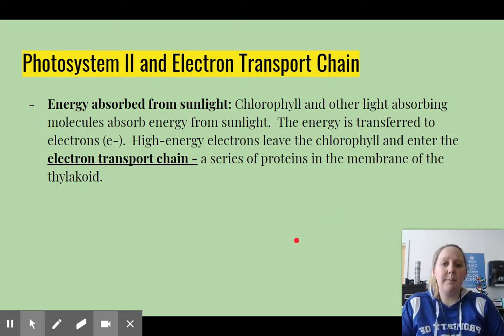The first thing that happens in photosystem 2 is that the energy is absorbed from sunlight. Chlorophyll and other light-absorbing molecules absorb the energy from sunlight. The energy is transferred to electrons. High-energy electrons then leave the chlorophyll and enter the electron transport chain. This is a series of proteins embedded in the thylakoid membrane that are responsible for the production of ATP.